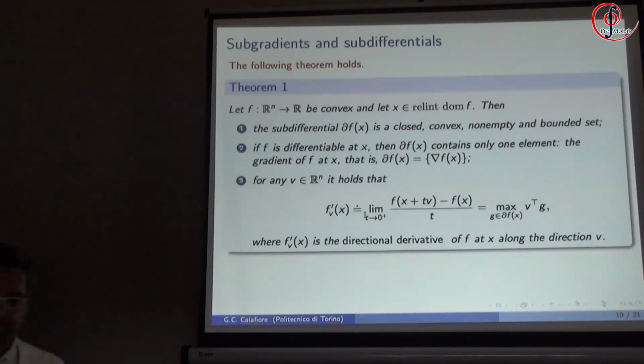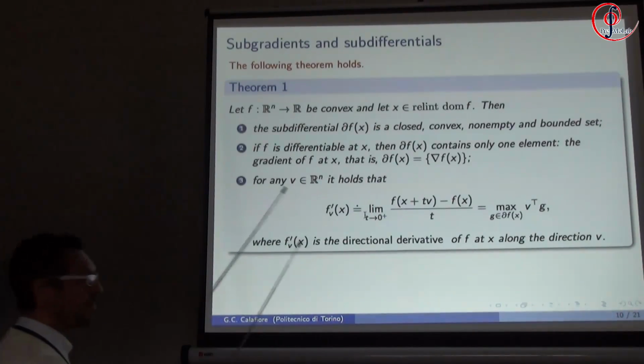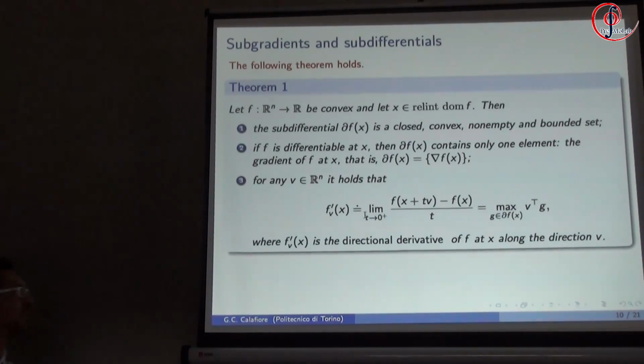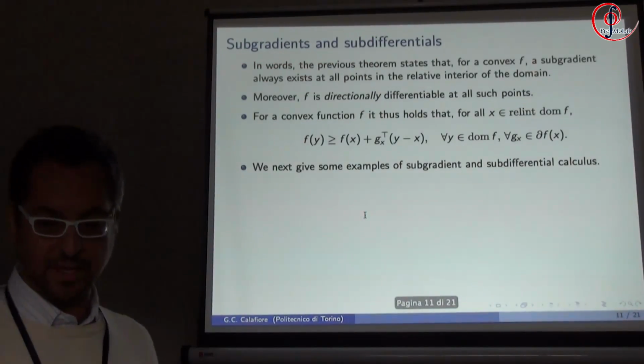So the point is that, broadly speaking, I'm not very technically precise, but any convex function admits at any point a subdifferential, and therefore some subgradient, and therefore a directional derivative, even if it does not admit a standard gradient.